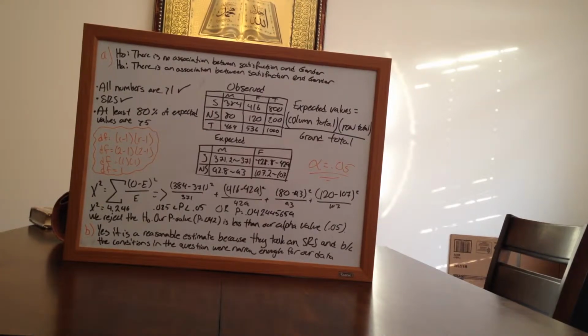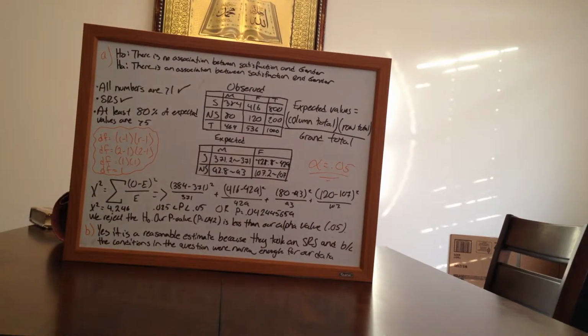So A, using a significance level of 0.05, conduct an appropriate test to determine if for adult residents of this county there's an association between gender and whether or not they are satisfied with services offered by the hospital. So for this we'll be using a chi-square test. Our null hypothesis would be that there's no association between satisfaction and gender. And our alternative would be that there is an association between satisfaction and gender.